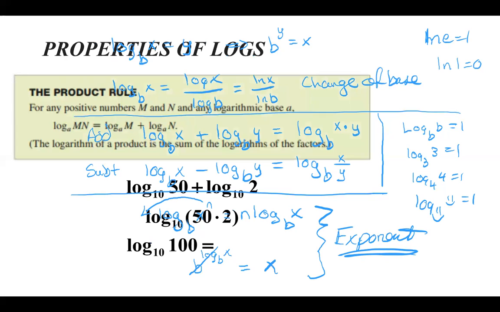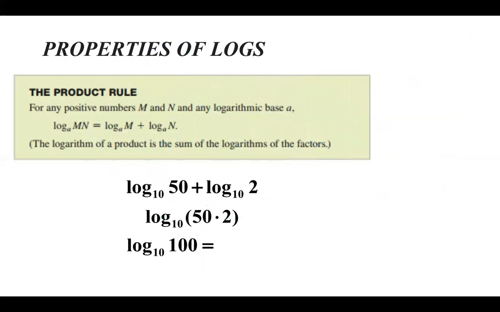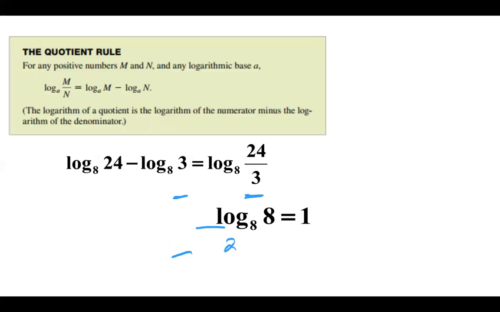So I'm going to clear those off, and here's the product rule. Sometimes they call it an addition rule. If the bases are the same, you can write them as a multiplication problem. So 50 times 2 is 100. And we know from earlier that that would be 2. On this one, I already have the answer, sorry about that. It's the quotient rule. It means that if you have them subtracted, you can divide the two and get 8.